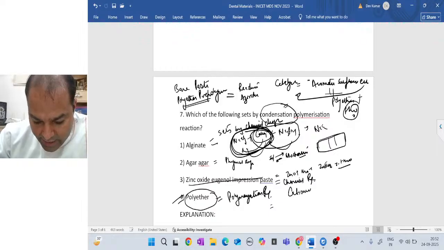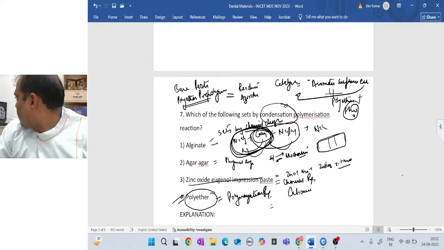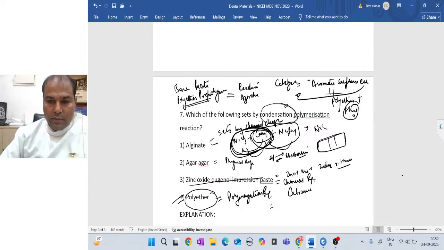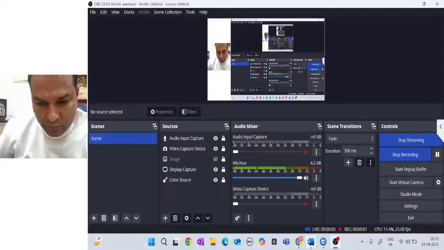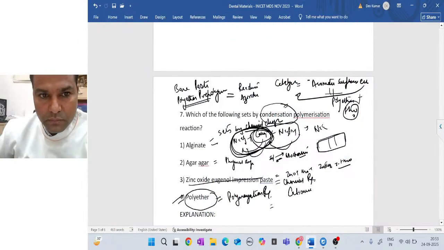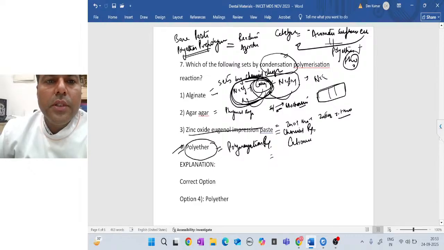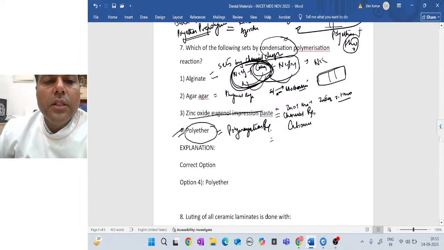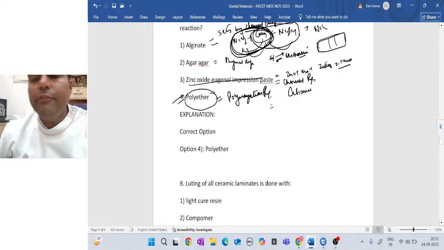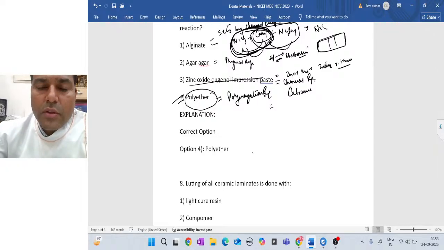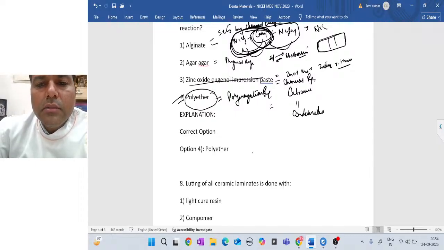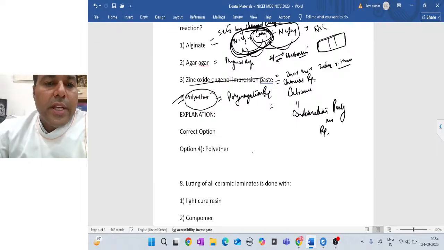The aziridine ring, okay, so it's a type of cationic ring opening. Because of the aziridine ring it opens. It's a type of a condensation polymerization reaction. So here the answer is polyether.